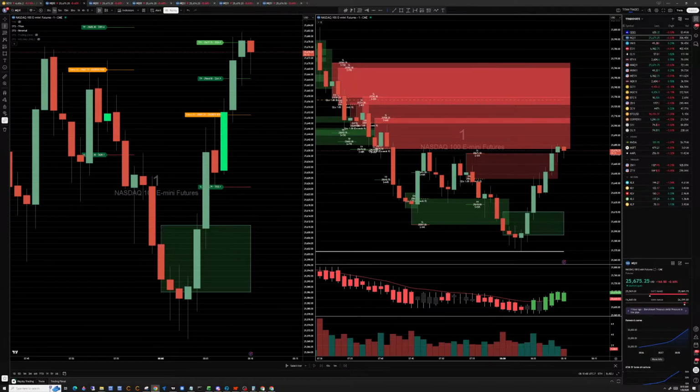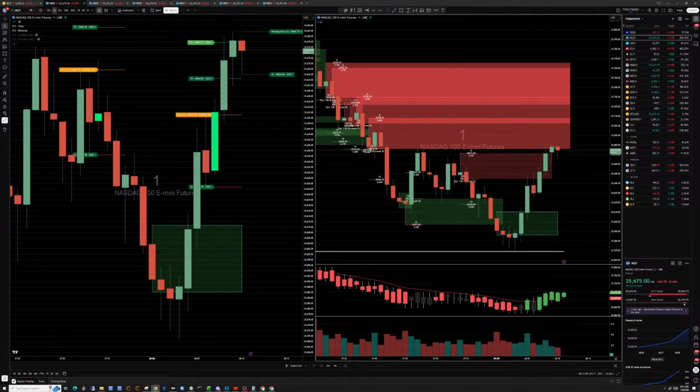Today would have been a perfect example of everybody waiting for the reversal, but it kept going down, down, down. Just wait until you get some consolidation. We've seen that many times.